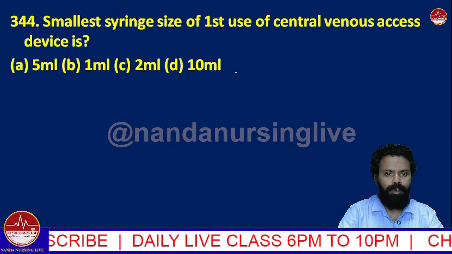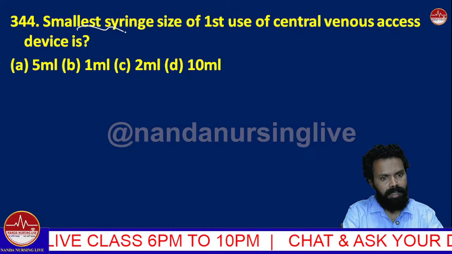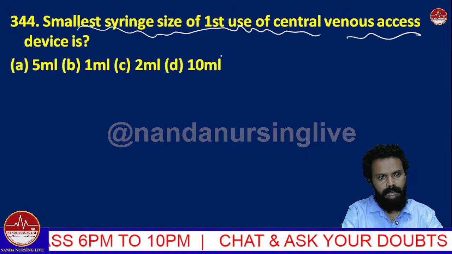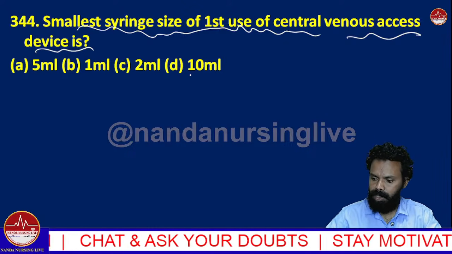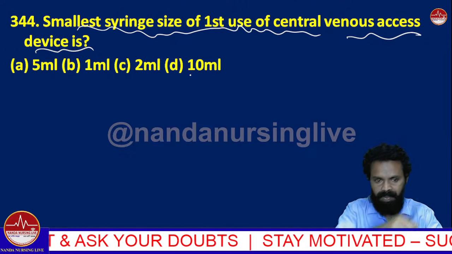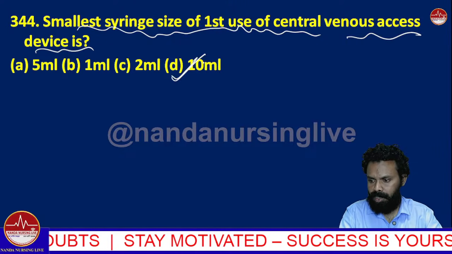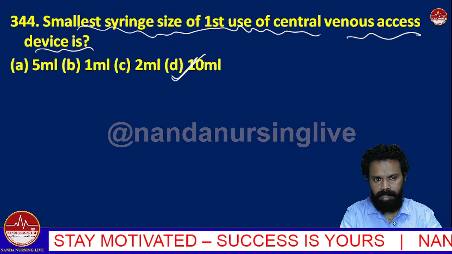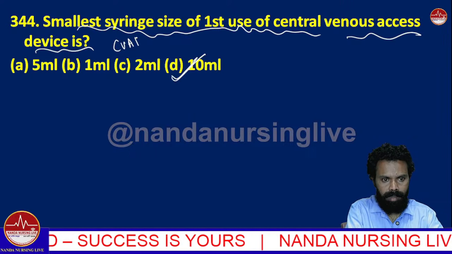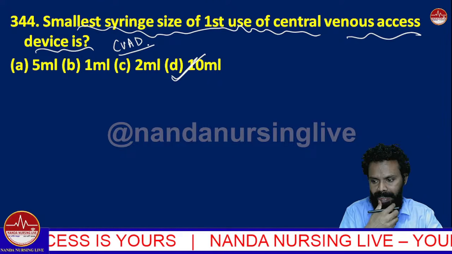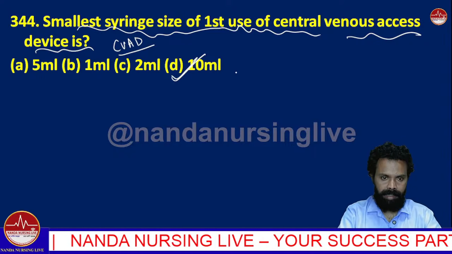Smallest syringe size for first use of a central venous access device is: option A 5 ml, option B 1 ml, option C 2 ml, option D 10 ml. So which option is the correct answer, beta? The answer is 10 ml. So the smallest syringe size for first use of a central venous access device, that is CVAD, is 10 ml. Option D is the correct answer, right?